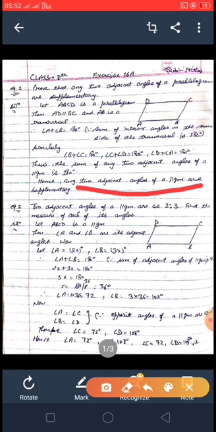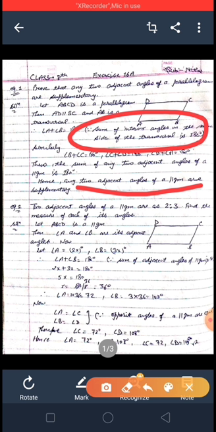One more point which you have to remember here: you have to write the reason. If you do not write the reasons, marks will be deducted. Clear? That depends on the examiner. So you have to write the reason, the most important thing to solve any sums of this exercise.